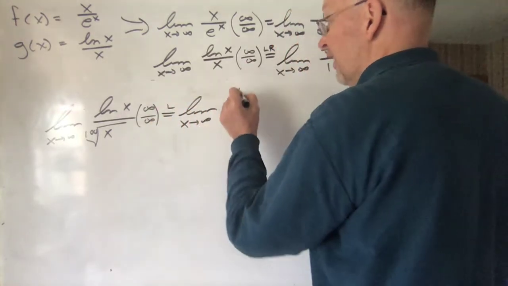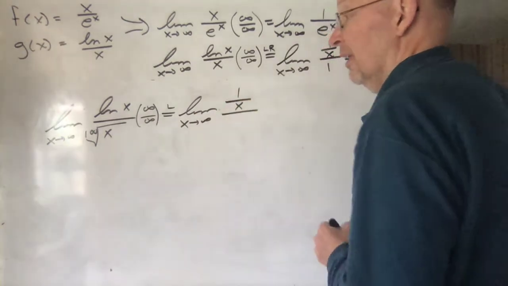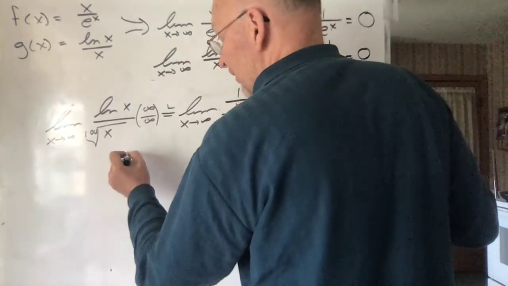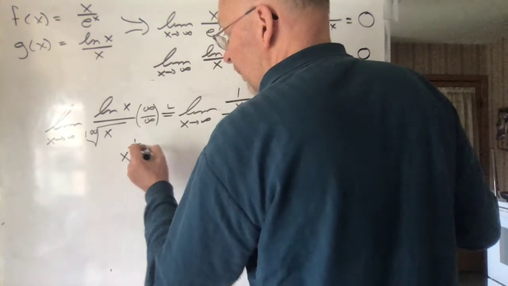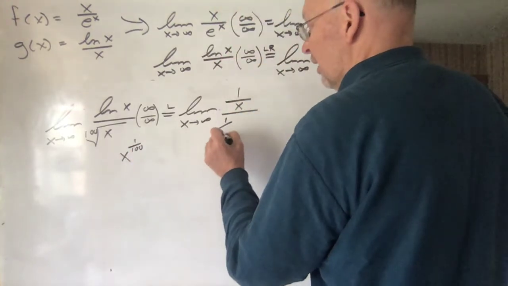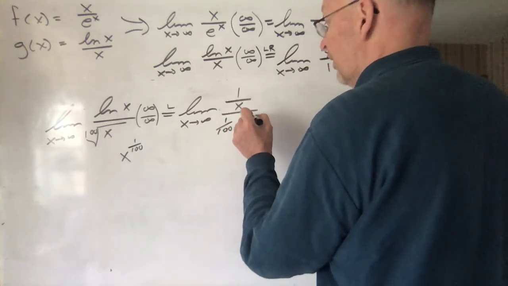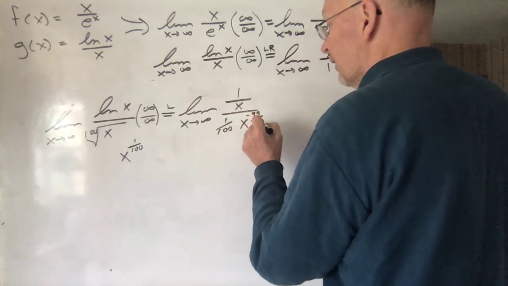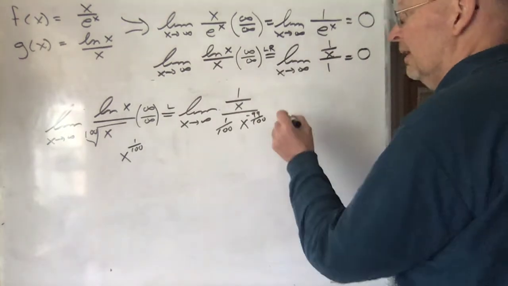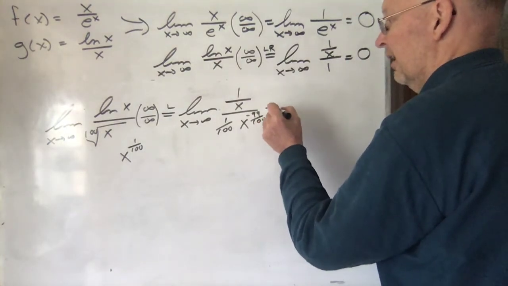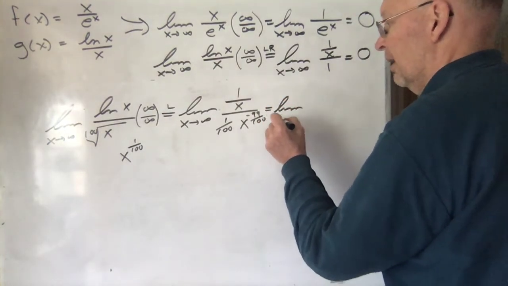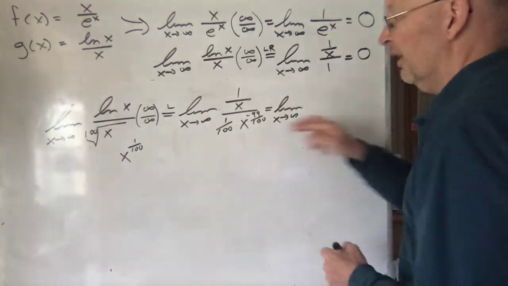And as x goes to infinity, the derivative of the top is that. The derivative of the bottom is what? That's x to the 1/100th power. So if I take the derivative, it's going to be 1/100th x to the subtract 1, which is negative 99 over 100. And that is, I'm not doing any calculus now, I'm just doing algebra.